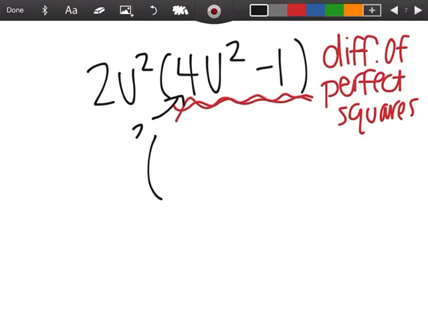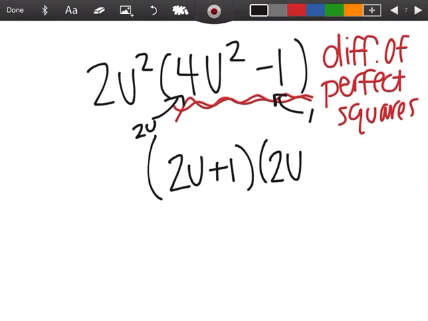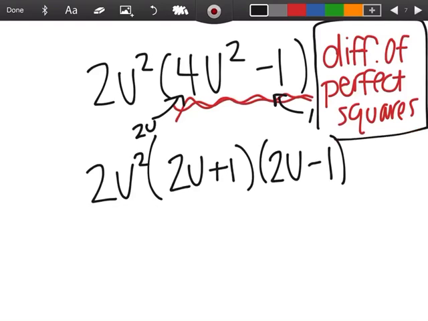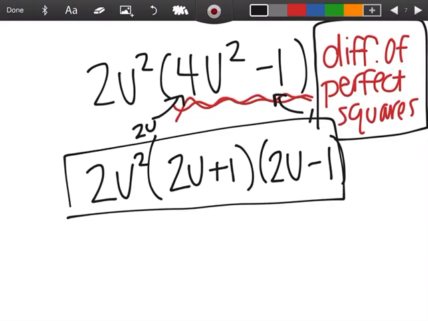So 4u squared is a perfect square. It's 2u times 2u. And 1 is a perfect square. It's 1 times 1. So 4u squared minus 1 simplifies to be 2u plus 1 times 2u minus 1. So that is called the difference of perfect squares, which is a formula that you might have to look up or reference in your book separately. But you might have multiple steps of factoring to do.